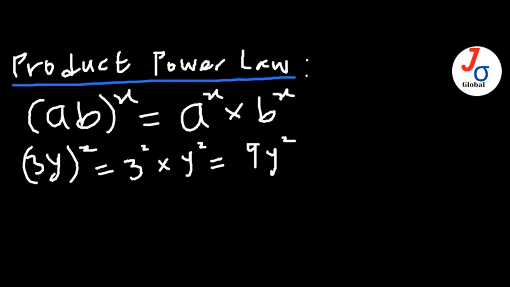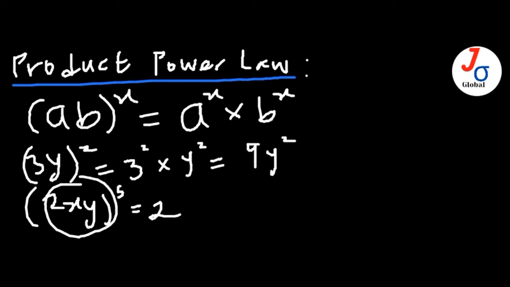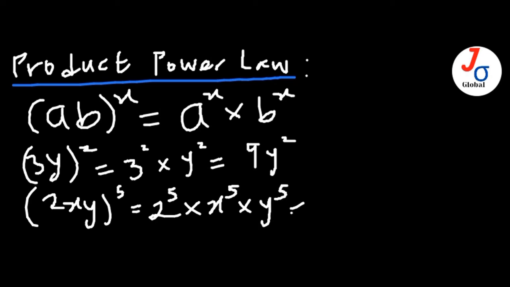And let's take another example: 2xy all raised to the power of 5. Everything inside this bracket will be raised to the power of 5. That's what that means. So 2 raised to the power of 5 multiplied by x to the power of 5 multiplied by y to the power of 5. And so that gives us 2 raised to the power of 5 is 32, x raised to the power of 5, y raised to the power of 5.